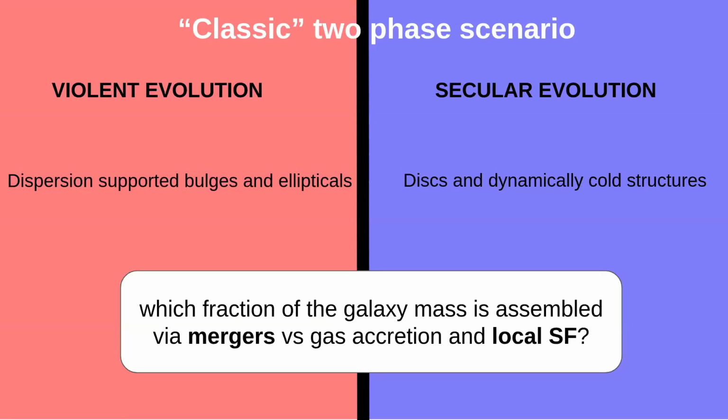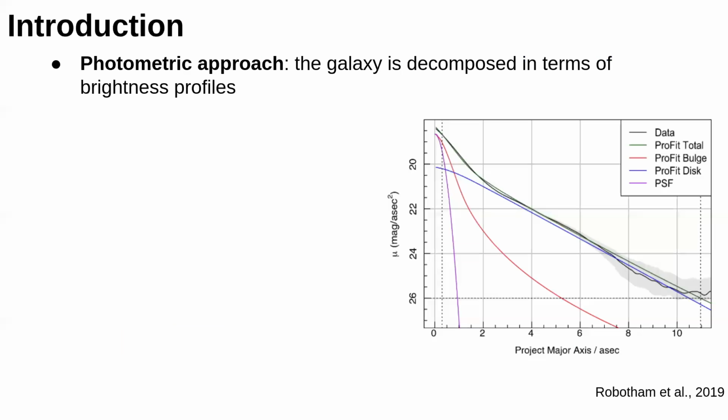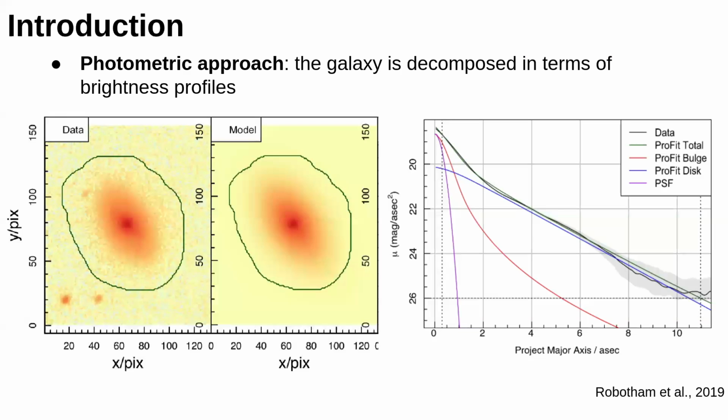The way this has been done is purely from a photometric approach, in the sense that you observe for local galaxies the surface brightness, the image of your galaxy, and you try to model it with a number of components, typically two, one associated with the bulge, which is the central concentrated structure, and one associated with the outer disk.